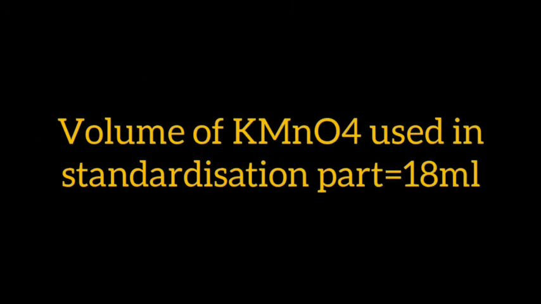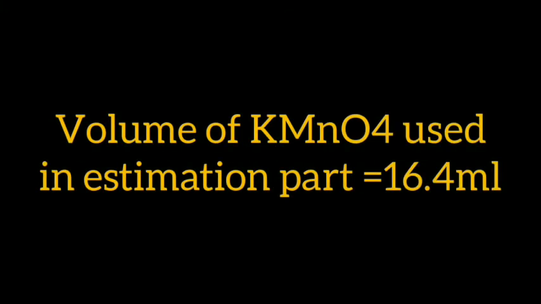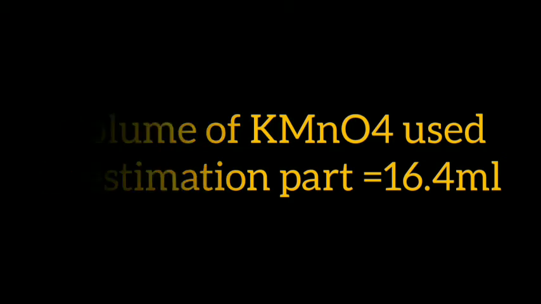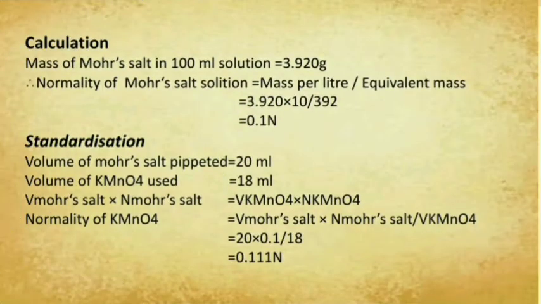Now let's do the calculations. Volume of potassium permanganate used in the standardization part is equal to 18 ml. Volume of potassium permanganate used in the estimation part is equal to 16.4 ml. Calculation for standardization. Mass of Mohr's salt in 100 ml solution is equal to 3.920 gram. Therefore, normality of Mohr's salt solution is equal to mass per liter divided by equivalent mass, which is equal to 3.920 × 10 divided by 392, equal to 0.1 normal.